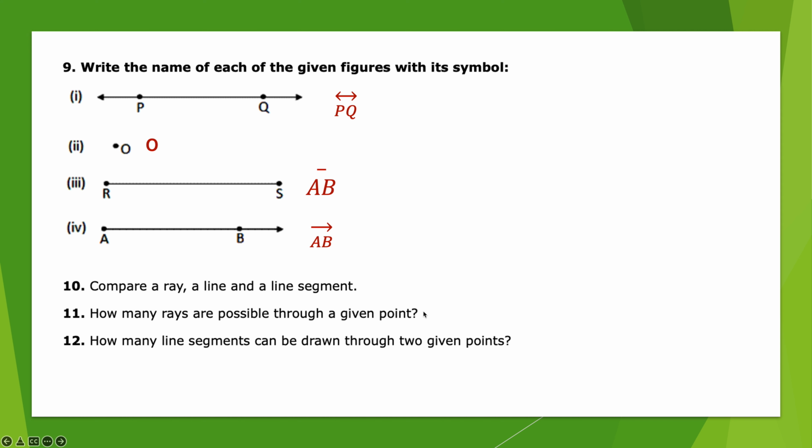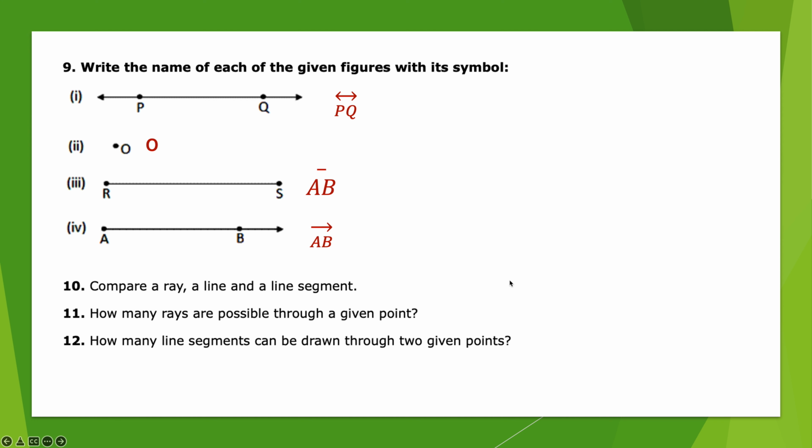Compare a ray, a line, and a line segment. Number 11, how many rays are possible through a given point? And number 12, how many line segments can be drawn through 2 given points? Let's answer 10, 11, and 12, and I will give you the correct answers after you do stop and start for 10 through 12.